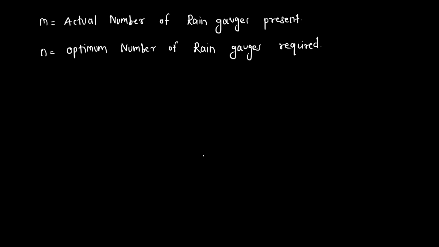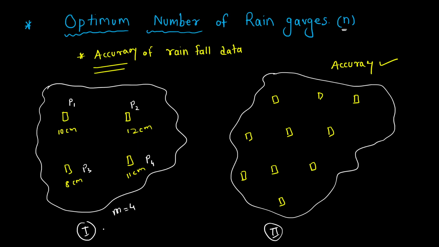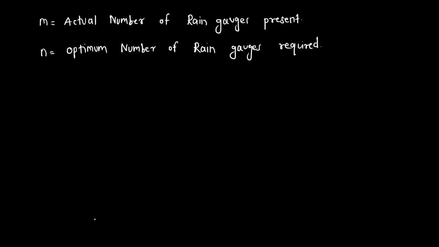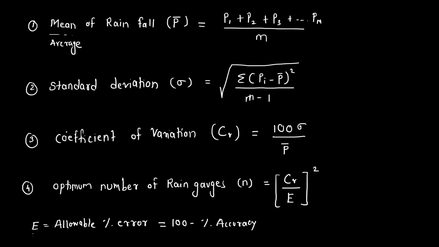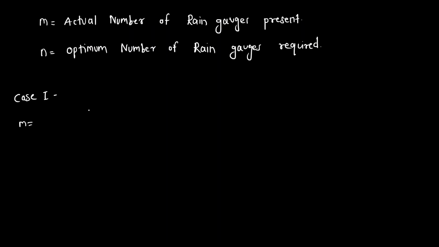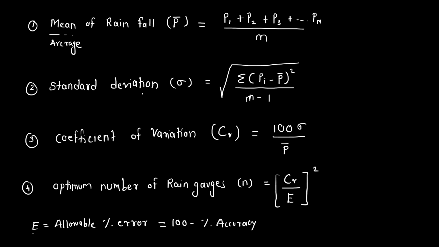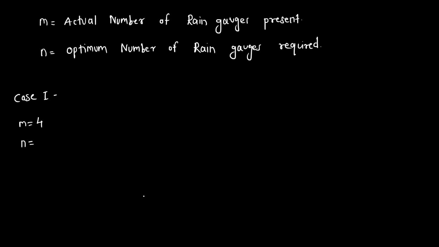Now let's take the example of the first case. In the first case, what is the number of rain gauges actually present, that is the m value. For case 1, the m value is 1, 2, 3 and 4. So m value is 4. Now let's say the n value, the optimum number of rain gauges, which we calculate by using these 4 formulas, is coming as 2. If the value is coming as 2, that means we can write n is less than m.